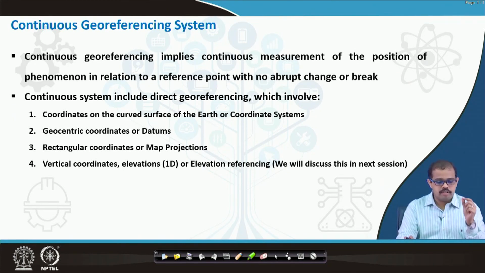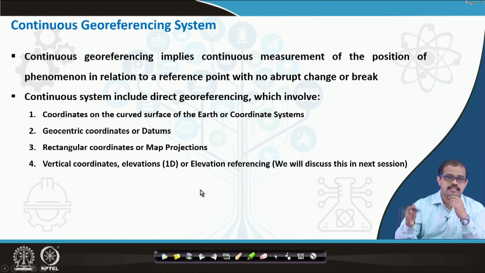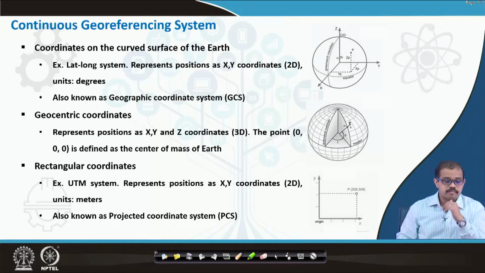And when we look at a continuous system, it includes direct georeferencing, which involves coordinates on the curved surface of the Earth, or it's called a coordinate system. Okay, then geocentric coordinates or datums. Datums are extremely important. Then rectangular coordinates, or it's called map projections. Please remember the coordinate system, datums, map projections, and also the vertical coordinate or elevations, or elevation referencing. So we will discuss all of these in the next session.